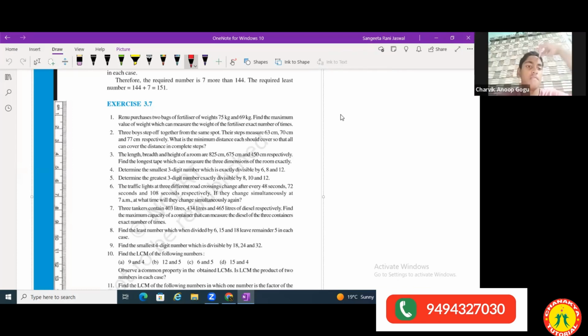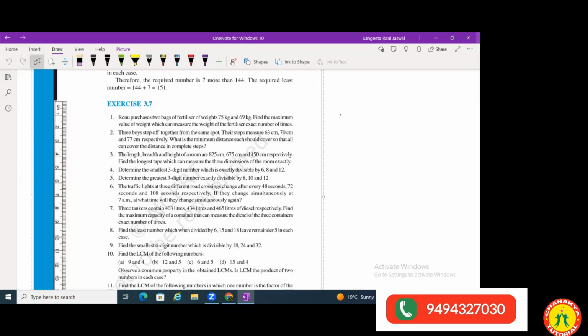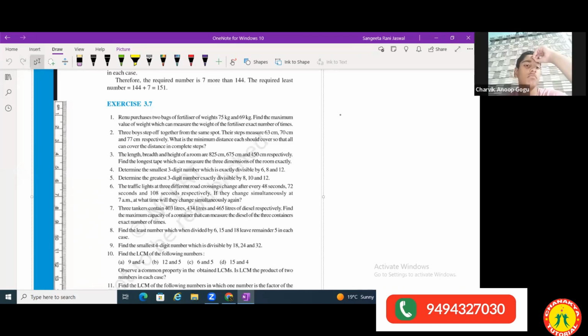Reenu purchases 2 bags of fertilizer of weights 75 kg and 69 kg. Find the maximum value of weight which can measure the weight of the fertilizer an exact number of times. So did you understand anything of the question? No, ma'am.